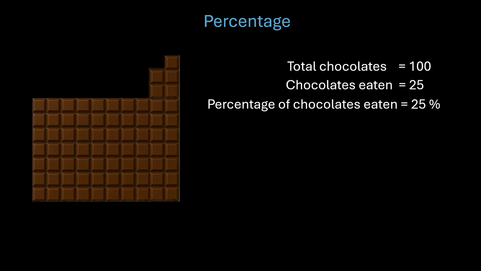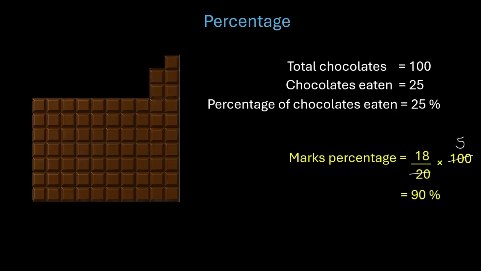Let's take one more example. Let us say that you gave a test and you scored 18 out of 20 in the test. Now, what will be your marks percentage? It will be 18 divided by 20 into 100. We calculate percentage by multiplying it by 100, right? So, let's do it. 20 into 5 is 100, 18 into 5 is 90. So, you scored 90% in your test.